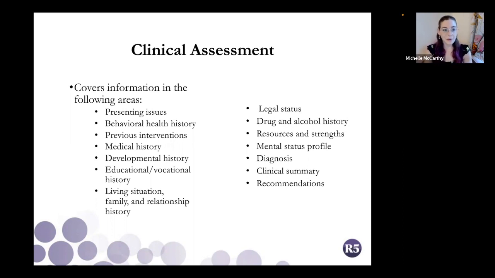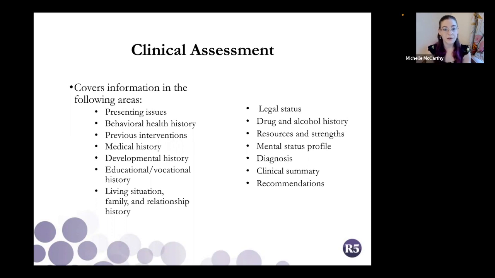Their mental status profile, we want to know how they're currently functioning while they're with us in the assessment. And then we do make a clinical diagnosis. We write a clinical summary that kind of gives an overview of, okay, this is what they said they're struggling with. This is diagnosis, and this is what we're going to do about it. And then that ties into the recommendations.